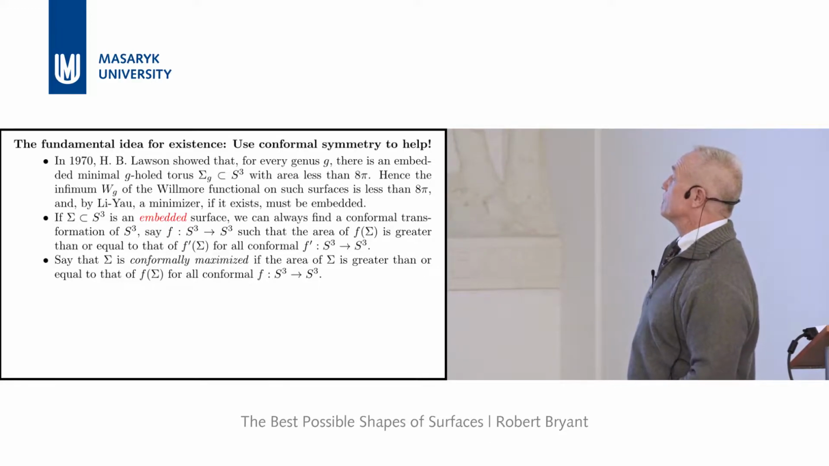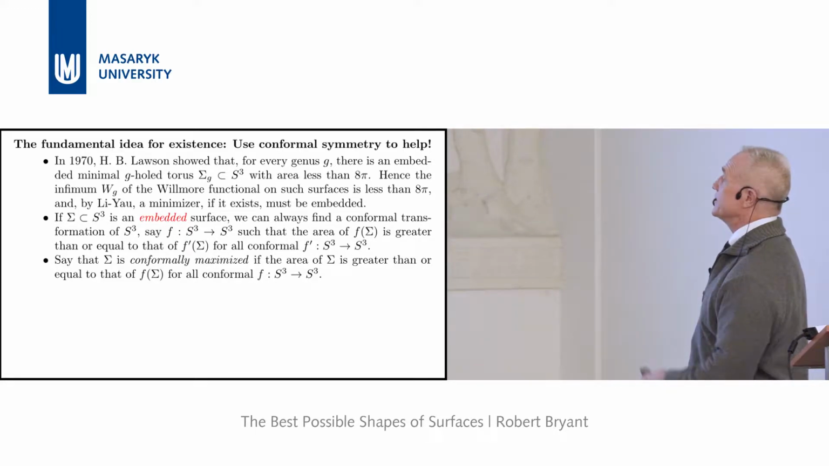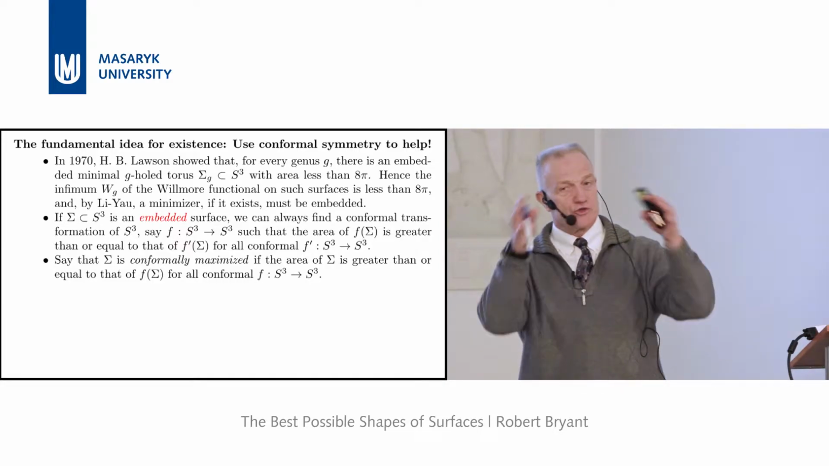And you say that a surface is conformally maximized if the area is greater than or equal to that of any of its conformal transforms.